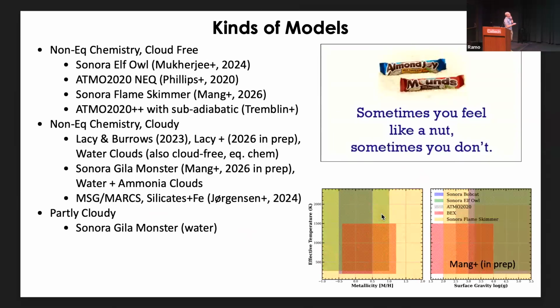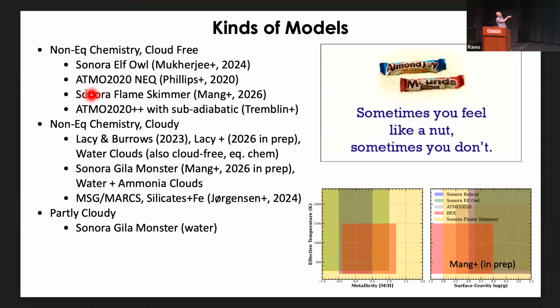Wanted to jump to some more kinds of models. We have non-equilibrium chemistry, cloud-free, which might be appropriate for a wide range of T and Y dwarf and those sorts of objects. Sonora Elf-Owl, Atmo 2020 NEQ, that's the non-equilibrium chemistry version. Sonora Flame Skimmer, that's in progress. And then Atmo 2020 by Tremblin and collaborators.